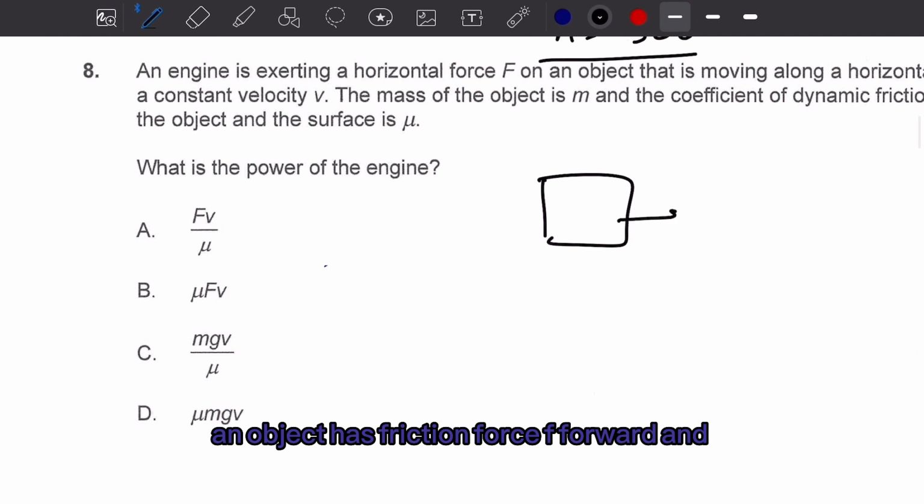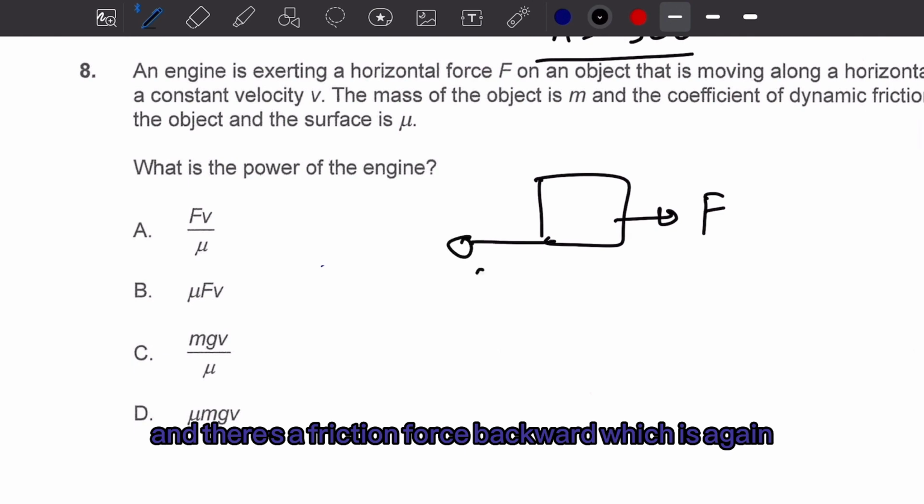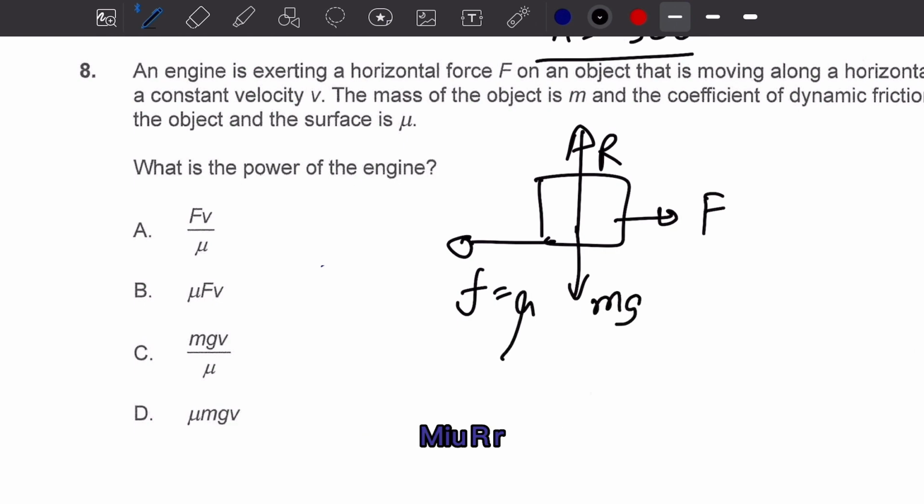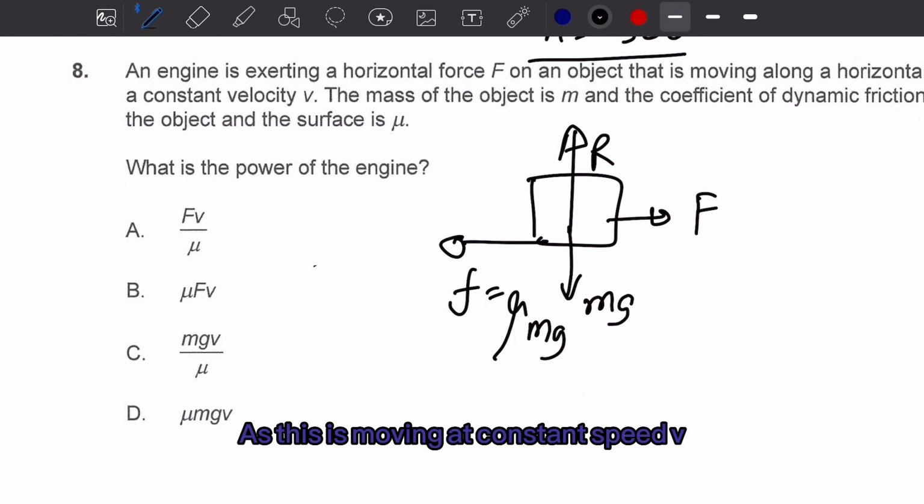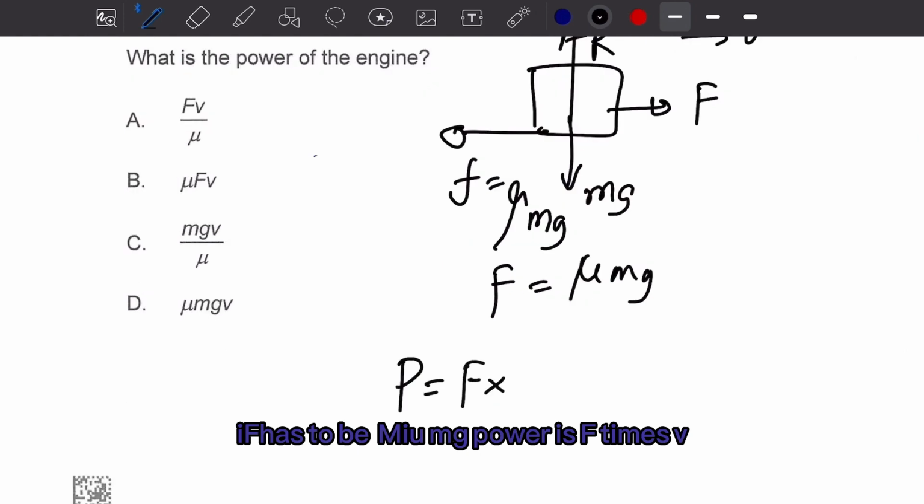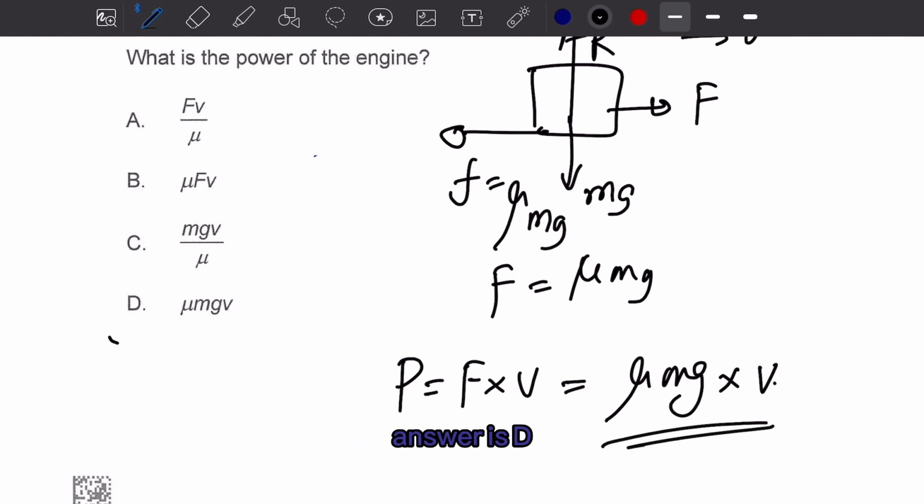An object has a friction force F forward and a friction force backward, which again equals mu mg. As this is moving at constant speed v, F has to be equal to mu mg. Power equals F times v, or mu mg times v. Answer is D.